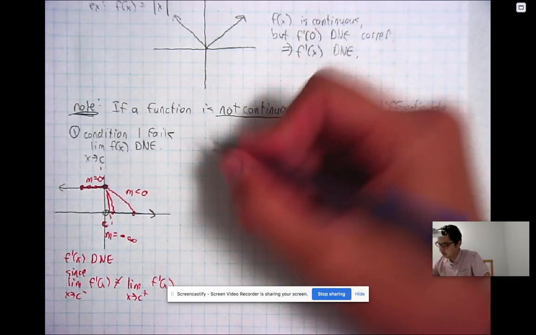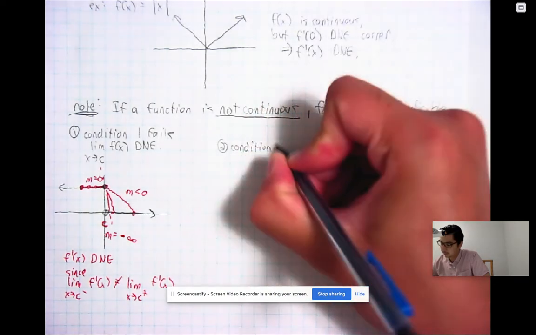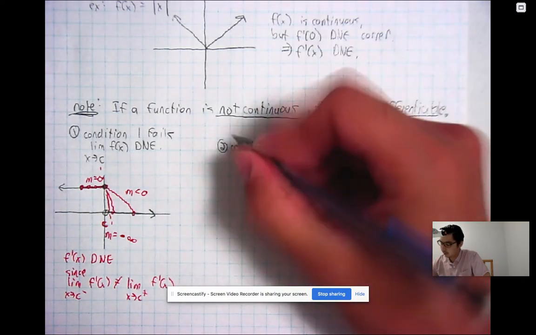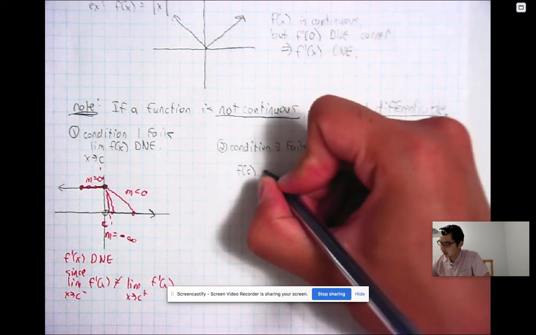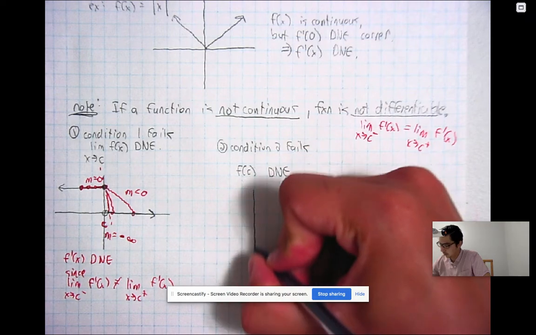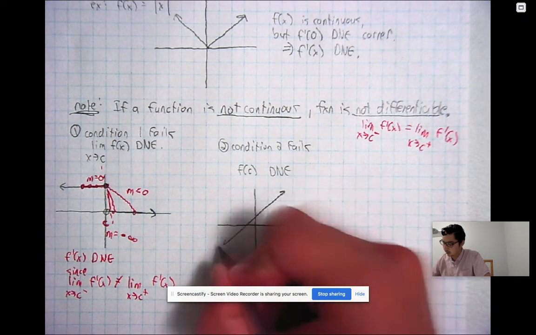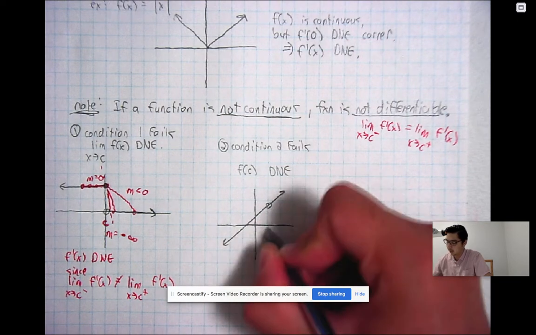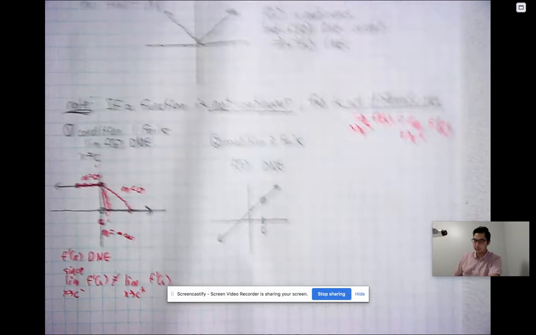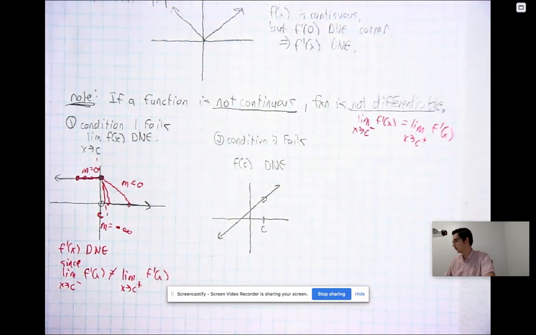What about condition 2? So what if condition 2 of continuity fails? Condition 2 failing would say that f of c does not exist. So if I give you a visual of it here, you have a curve, and it has a hole at some value c. All right. Now, why is the function not differentiable here?